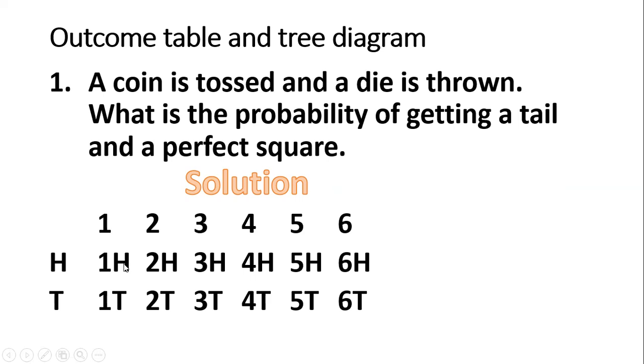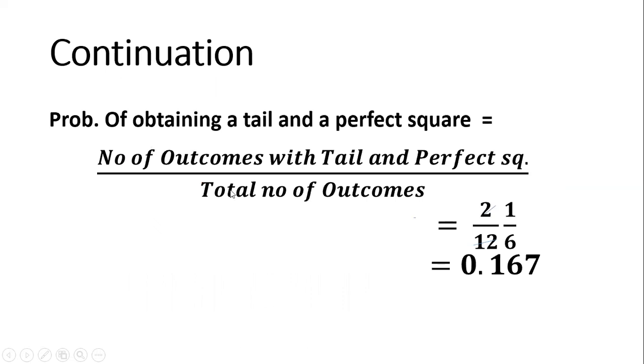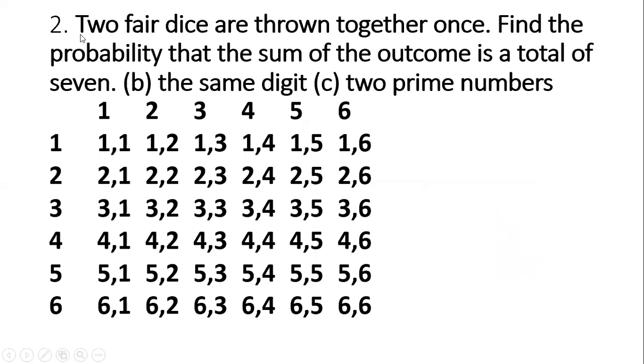Out of the 12 outcomes, we have 1, 2, 3, 4, 5, 6, 7, 8, 9, 10, 11, 12. So we have 12 outcomes. And we have 1 and a tail, 4 and a tail as a tail and a perfect square. So the probability of obtaining a tail and a perfect square will be 2, the number of outcomes with a tail and a perfect square, over the total number of possible outcomes, which is 12. So 2 over 12 is 1 over 6. That as a decimal fraction gives us 0.167.